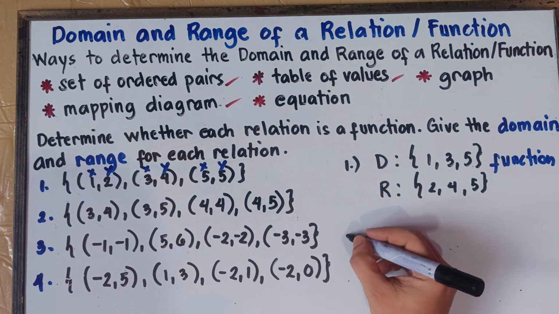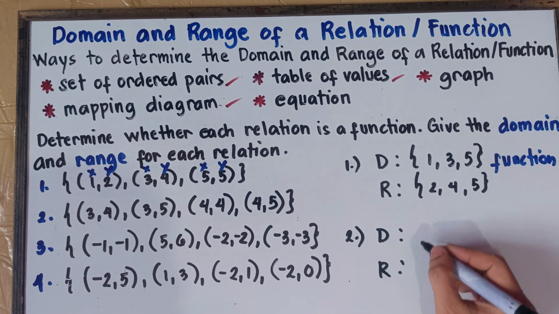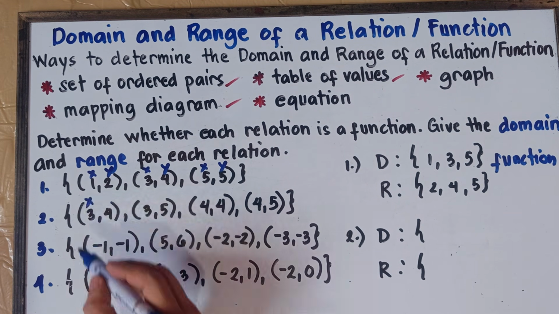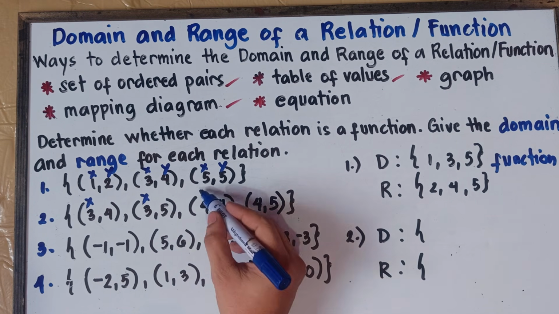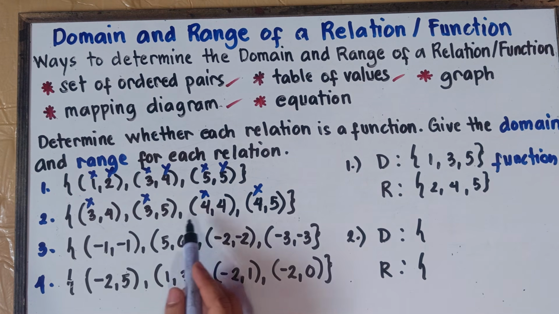Alright, so let's have example number 2. Domain and then range. Very easy, right, for this one? The domain, we have this one right here: 3, 3, 4, and then 4. We do have repeating numbers. So we have 3, 3, 4, and then 4.